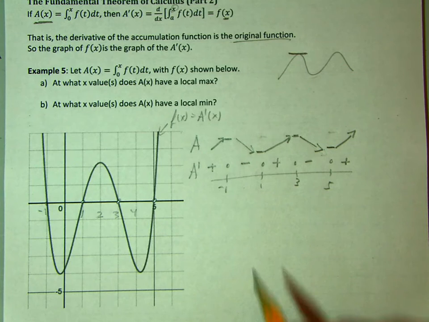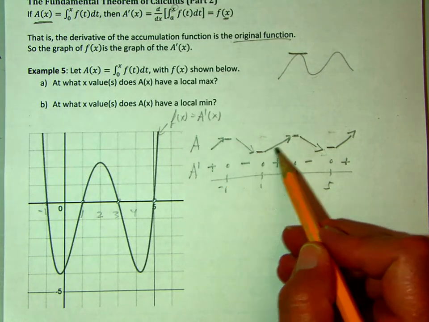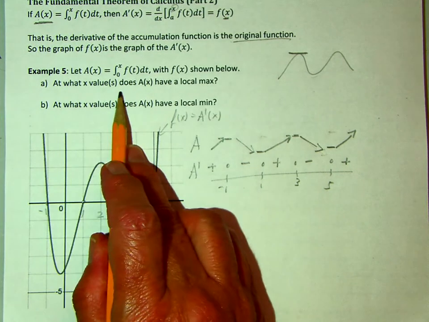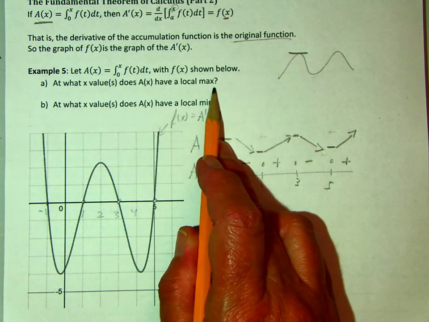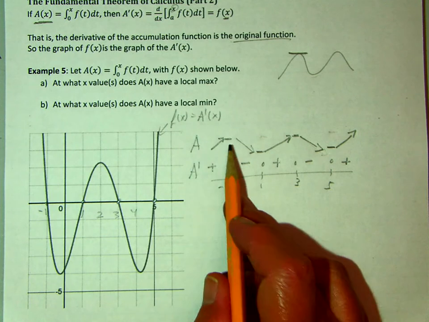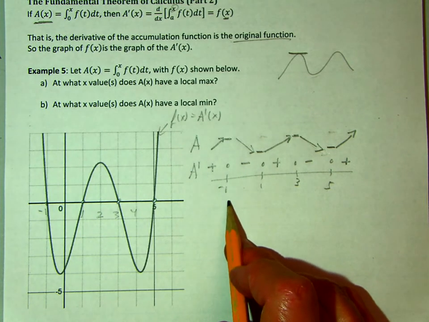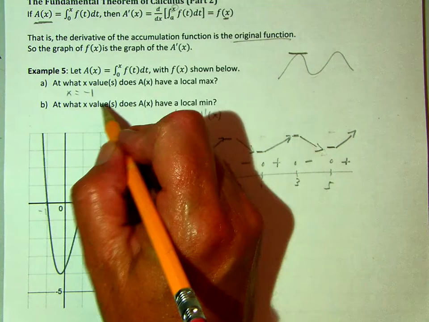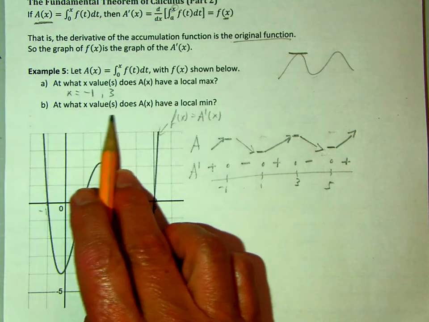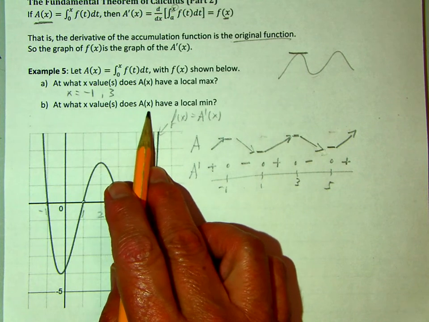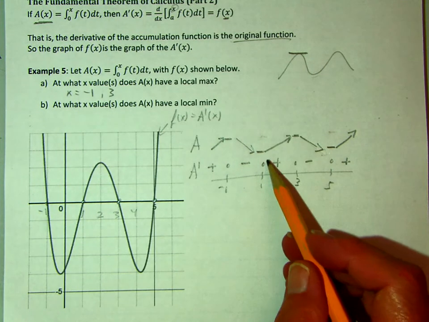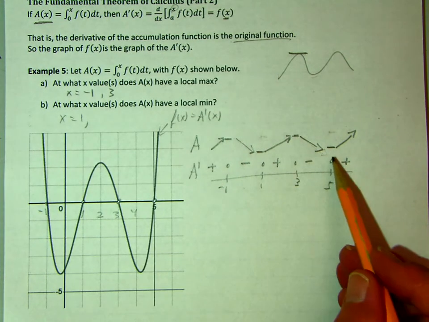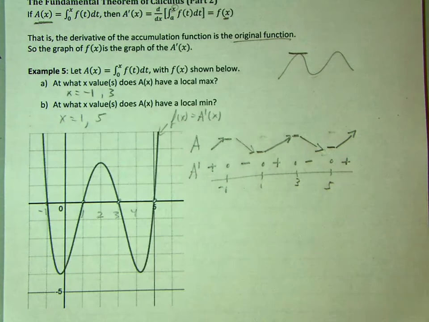Now I drew it this way on purpose because this is actually kind of what our graph looks like. And when I look at this, I can then see at what x value does A of x, the accumulation function, have a local max. The original function looks like it has a local max at x equals -1 and 3. At what x values does the accumulation function, capital A of x, have a local min? So looking here, I can see we've got a min at x equals 1, and again at x equals 5.